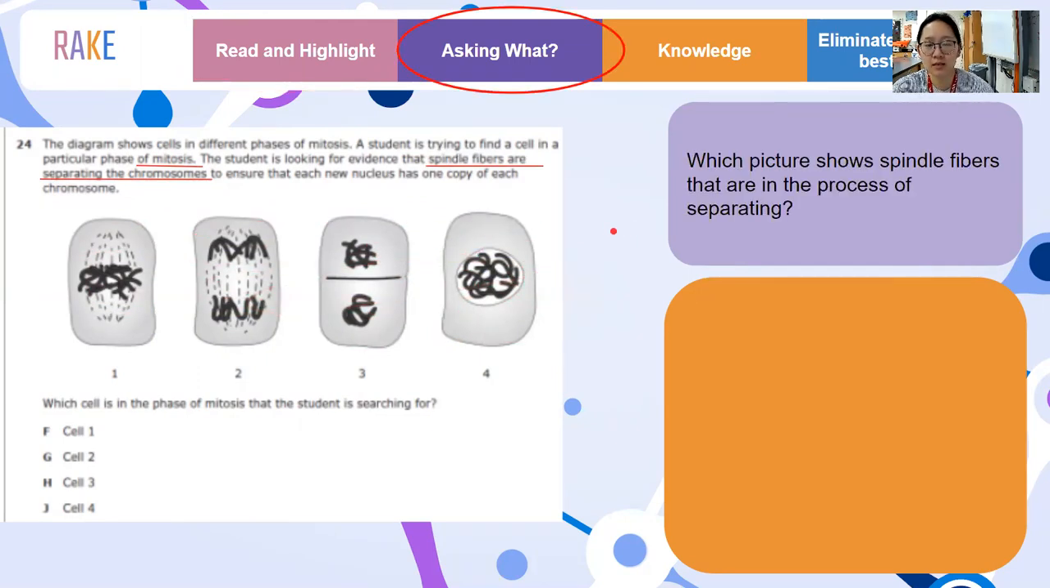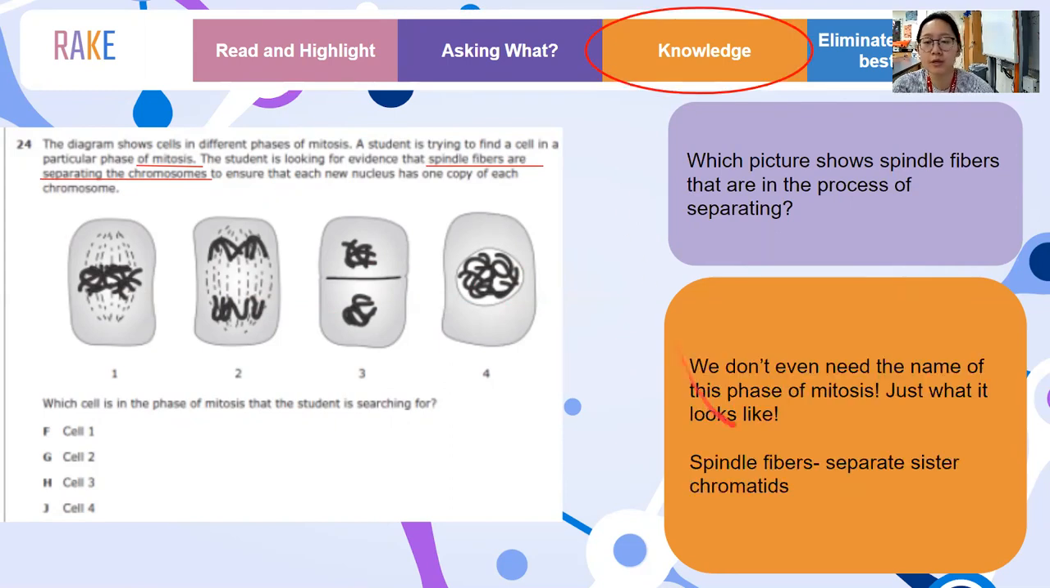Now, what is the question asking? Well, to combine the info from here and here into one good question instead of just this vague question down here, we're going to say which picture shows spindle fibers that are in the process of separating chromosomes. So what knowledge do we have on this topic? Well, we don't even need to know the name of this phase. We just need to know that spindle fibers are separating sister chromatids, and that's what we're looking for.